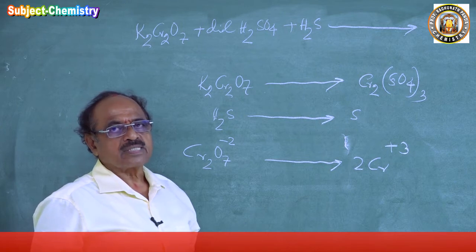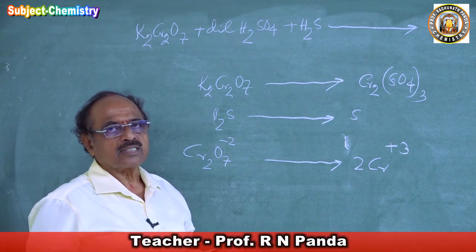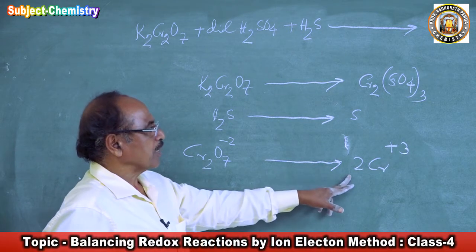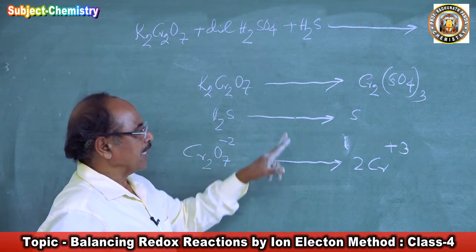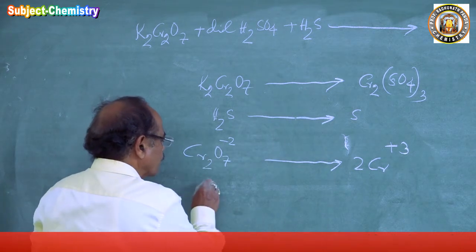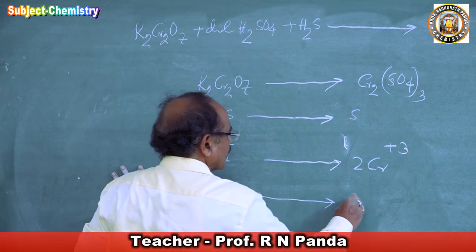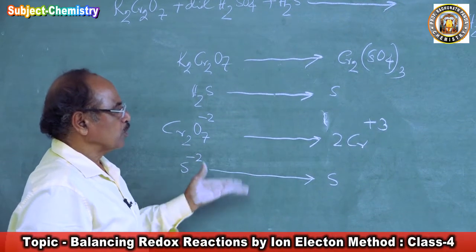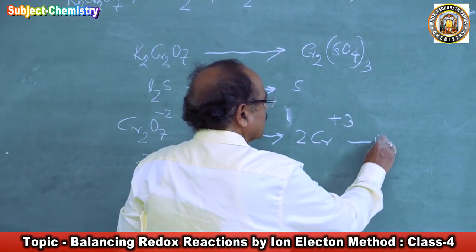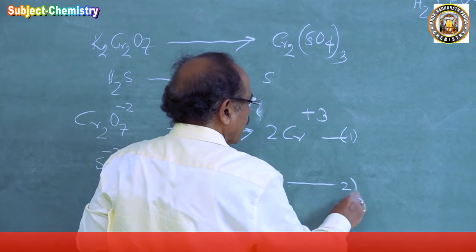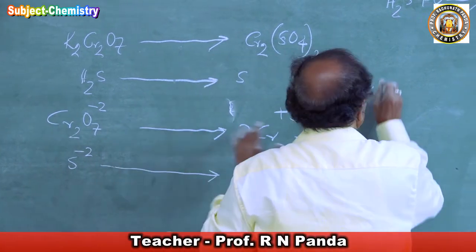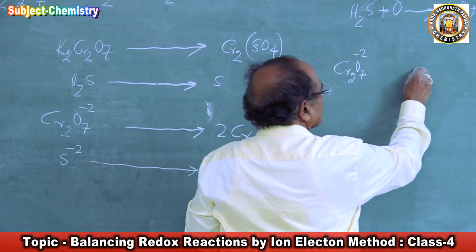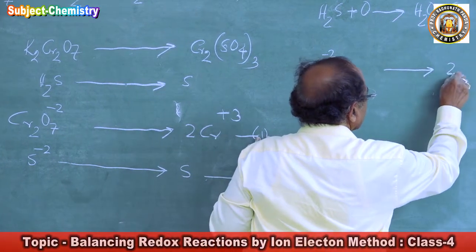When oxidation number is increasing, it is oxidation. When oxidation number is decreasing, it is reduction. So Cr2O7²⁻ to 2Cr³⁺ is the half reaction, and then here S²⁻ is forming sulfur. Sulphide is being oxidized to sulfur. So this is one equation we got. We will write it in ionic form and balance them. So for this, Cr2O7²⁻ is forming 2Cr³⁺.